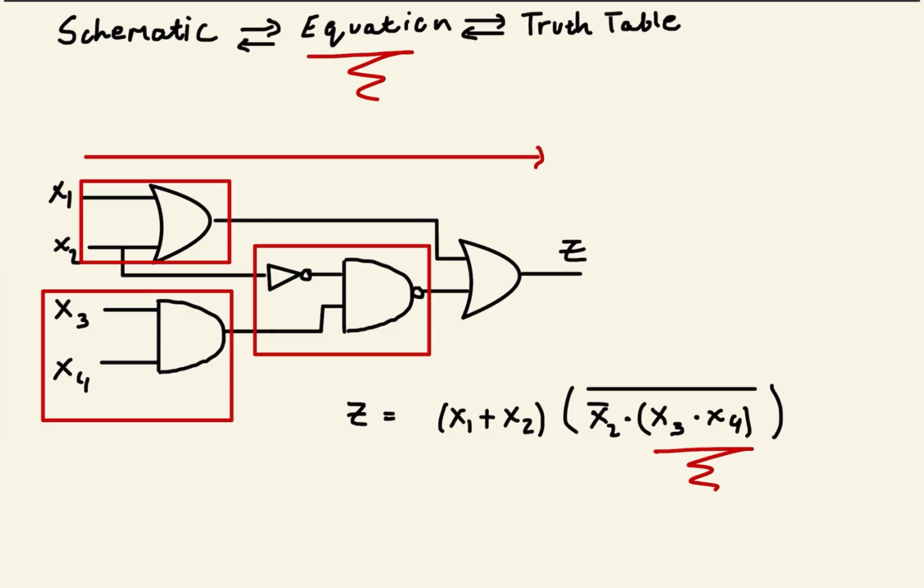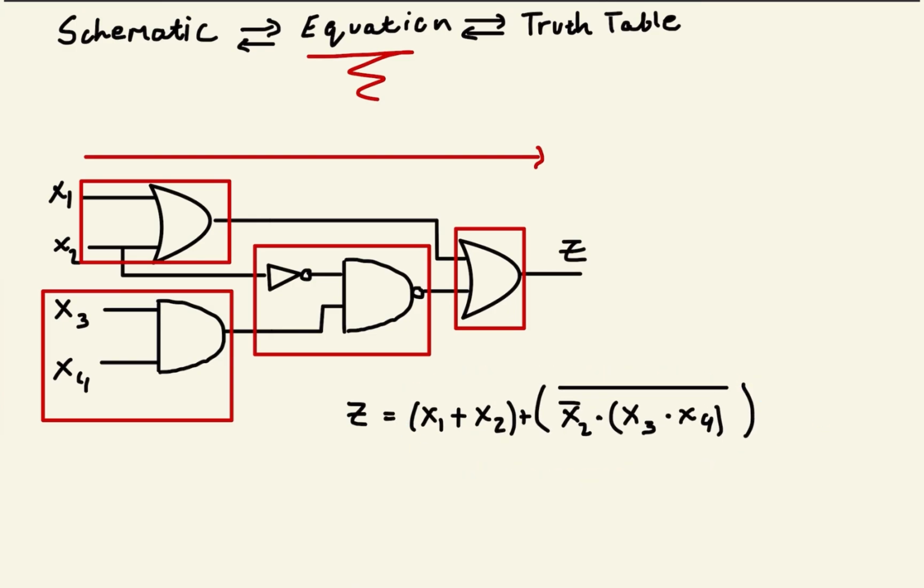And finally, let's move on to our final OR gate. Our final OR gate takes in that big expression on the right as an input, and it also takes in x1 plus x2 as an input. So simply by adding those together, we have our output z. And that is how we go from schematic to Boolean expression.